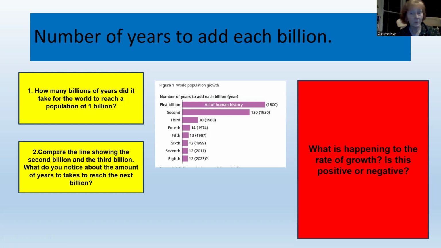So there are some questions here. I would suggest that you stop the recording here and look at these. The first one is, how many billions of years did it take for the world to reach the population of 1 billion? You can answer that in a sentence. You don't have to add up the years. Compare the lines showing the second billion and the third billion, and what do you notice about the amount of years it takes to reach the next billion between those two? And what is happening to the rate of growth? Is this positive or negative? So we're going to continue on, but please, if you want to, stop the recording and go ahead and do the questions.